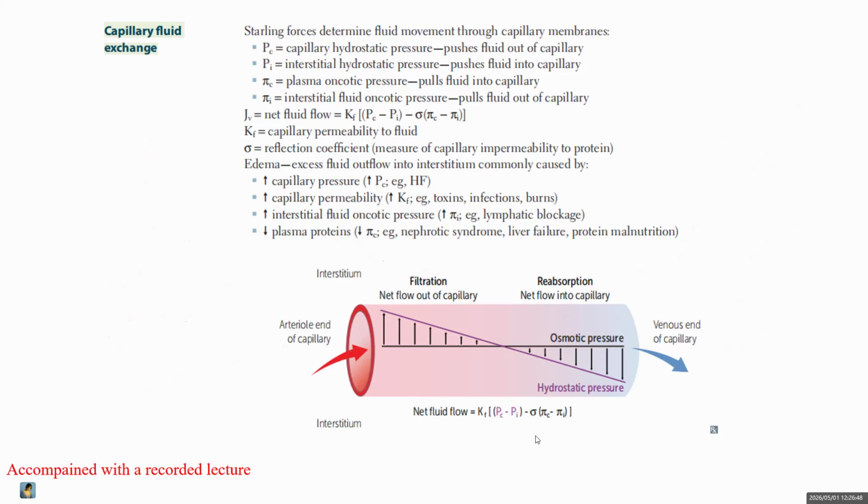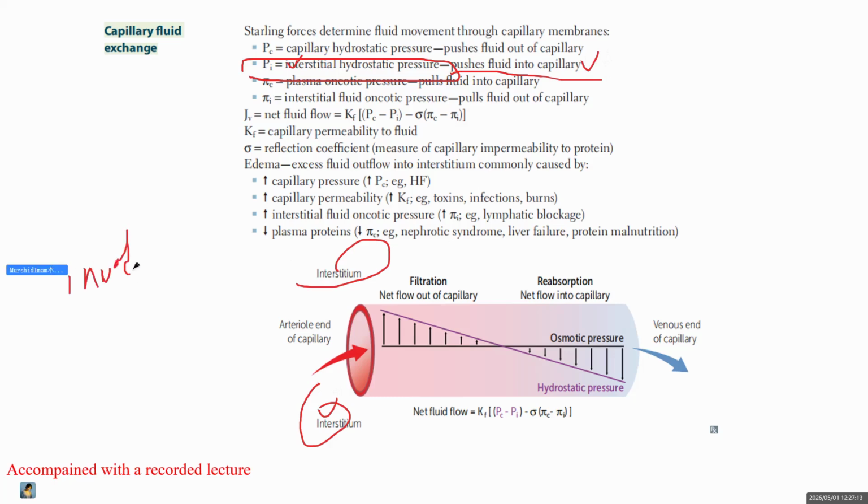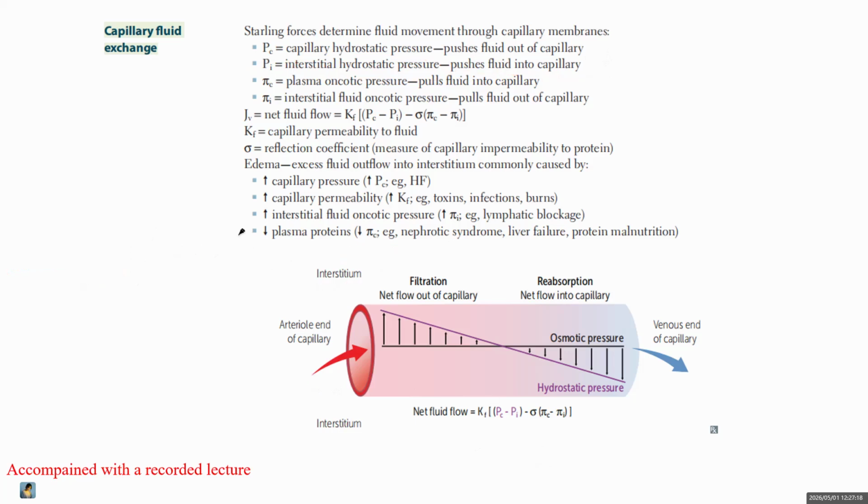Then we have the interstitial hydrostatic pressure. This is the pressure in the fluid outside the capillaries, specifically in the interstitial space. This pressure tends to push the fluid into the capillary. So unlike the capillary hydrostatic pressure, this is an inward force. You can just remember that Pi is an inward force, and Pc is the outward force, right?